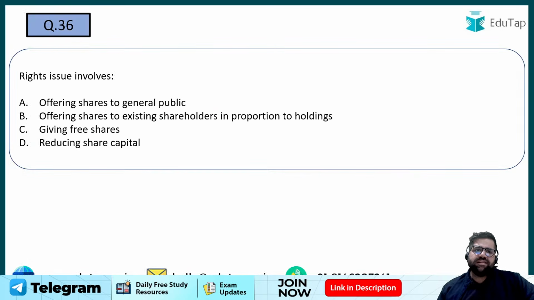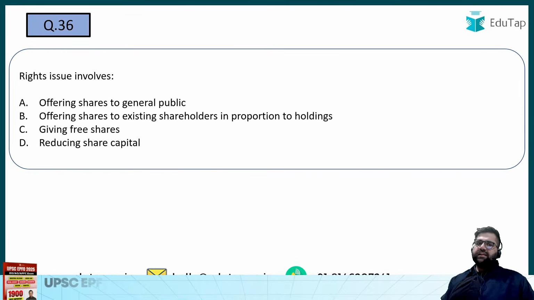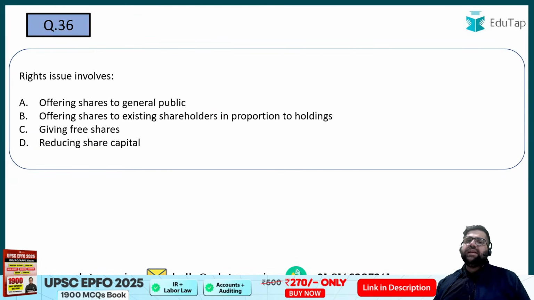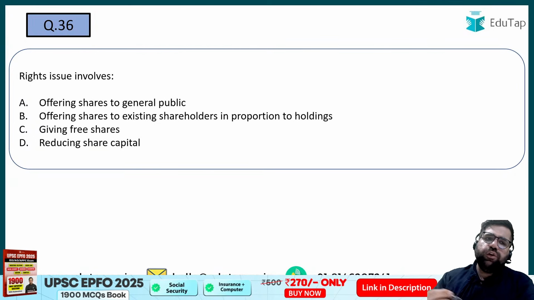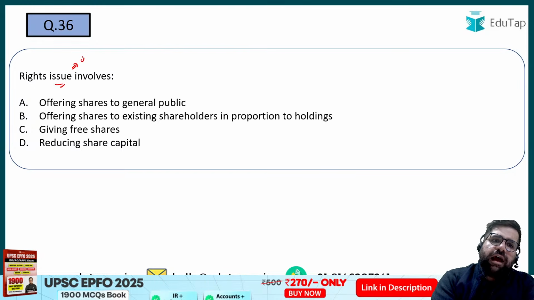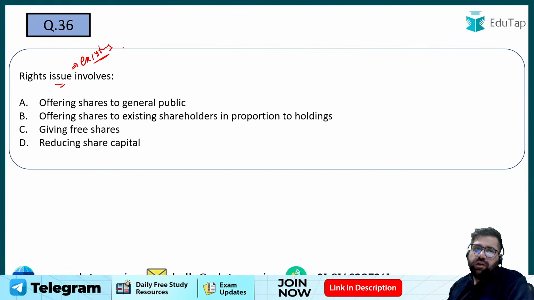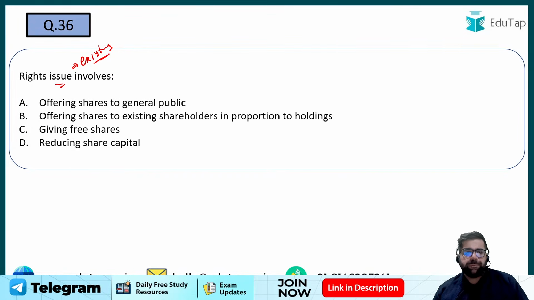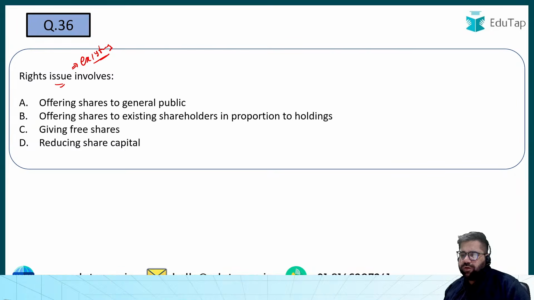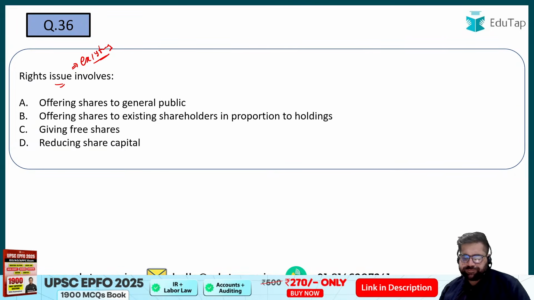Question number 36. Rights issue is basically that particular issue of shares which is done to the existing shareholders. So rights issue involves what? Rights issue involves what? Please बताइए. What will be the correct answer? What will be the correct answer for this particular question?